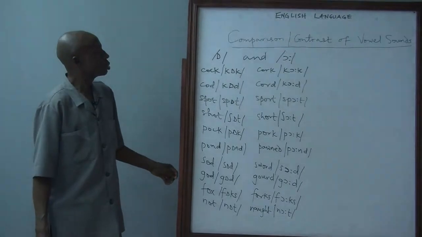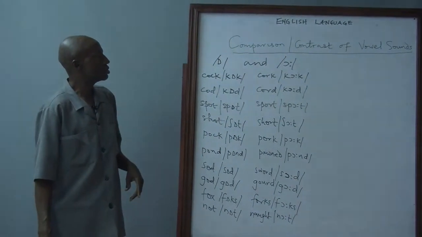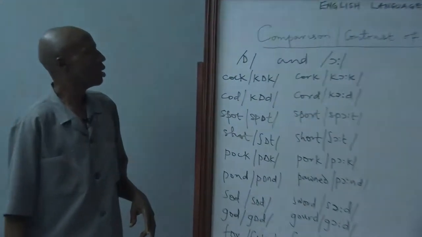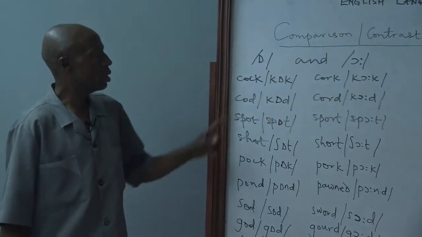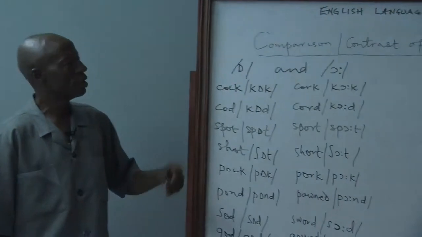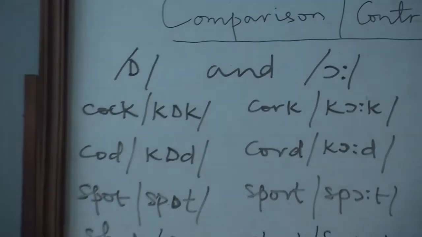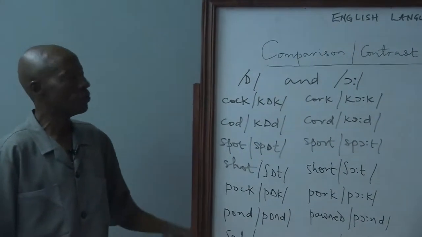Again, we want to look at these two sounds, O and O. O is a short vowel sound. O is a long vowel sound. Now we want to look at the words that are written under each of them.